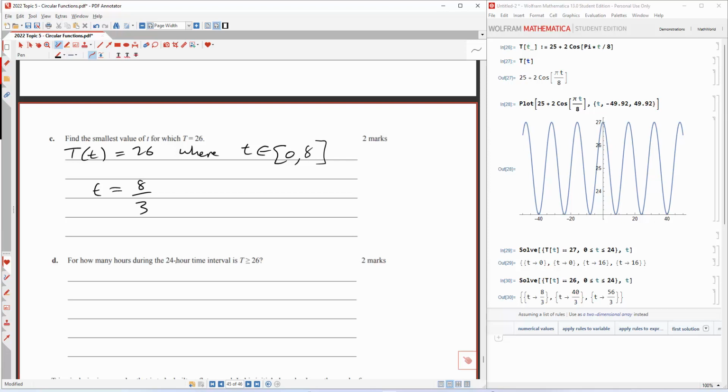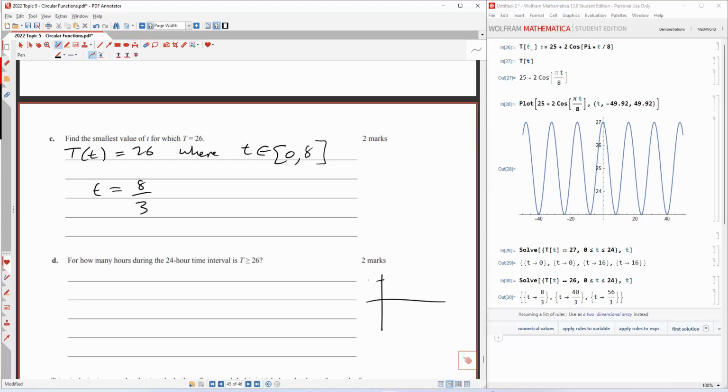For how many hours during the 24-hour time interval is t greater than 26? Right, so we know it's going to be greater than in this part here. It's going to be above in this part here, and then at 24, where's 24? So this is 20. So it's just going to be this part here. So basically, let's sketch this and I'll show you what I mean.